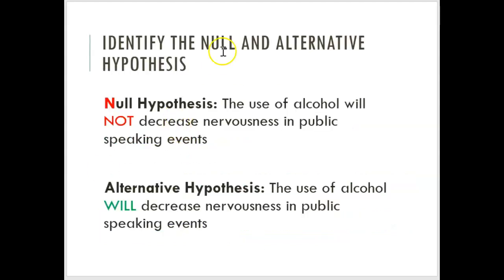And then we have to figure out what the null and alternative hypotheses are. So remember, a null hypothesis has to have the word no or not in the statement. So in this case, the use of alcohol will not decrease nervousness in public speaking events. And this is your alternative hypothesis, where you think that the use of alcohol, maybe in moderation, will decrease nervousness in public speaking events.